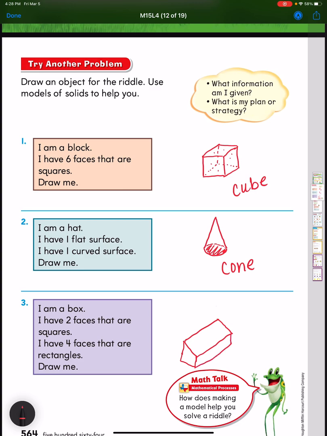Remember that we are doing the very best that we can do. Drawing 3D shapes is not easy. Well, I tried. So I would have 4 sides that are shaped like rectangles, and I would have 2 sides down here at the bottom that are shaped like squares. So this is what we would call a rectangular prism.